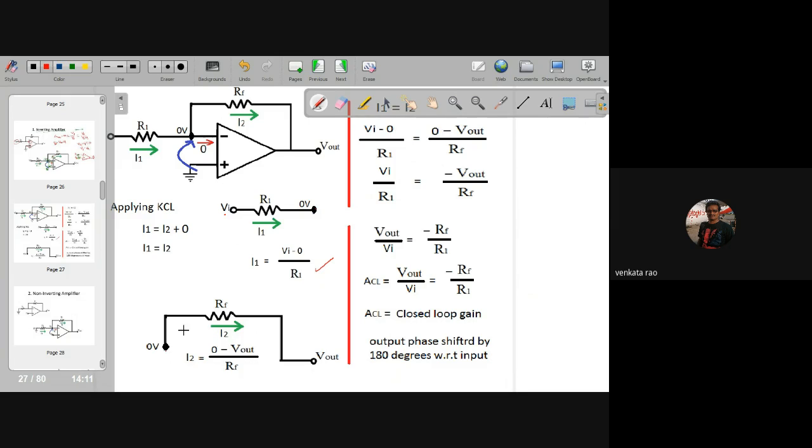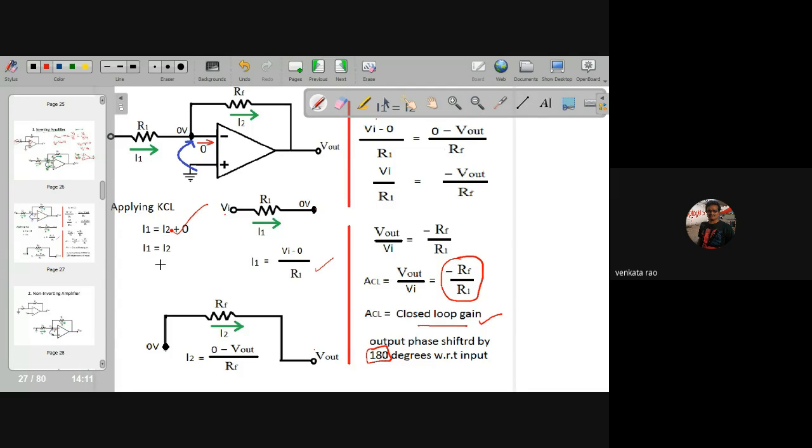Now I2 is 0 minus V output by RF. So I equate I1 equal to I2 from this equation. By substituting the values in this, we get output is equal to minus RF by R1 into Vi. This RF by R1 is called the closed loop gain or closed loop voltage gain. The negative symbol here represents the 180 degrees phase shifted output compared to input. Output is phase shifted by 180 degrees. So here you have to clearly represent the value of the gain, its closed loop gain. ACL is minus RF by R1. Okay, so that is inverting.